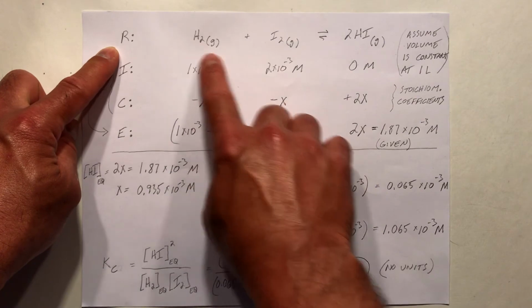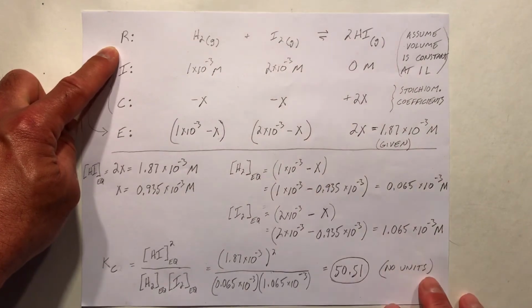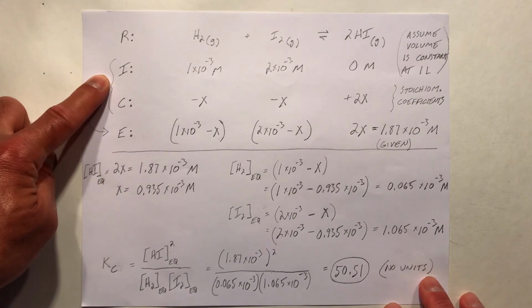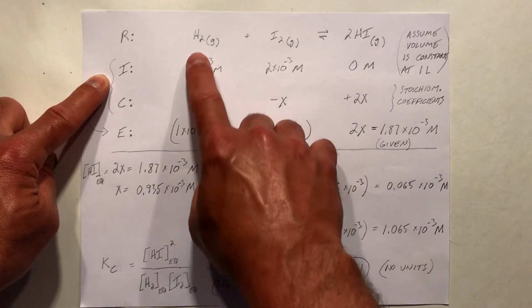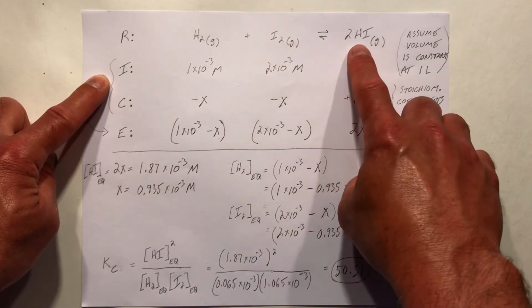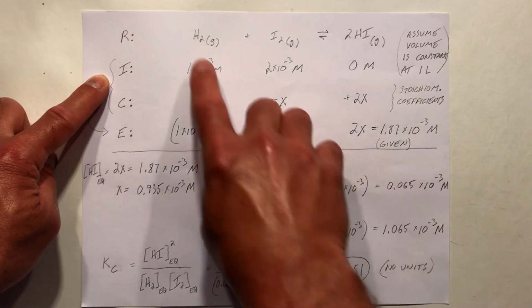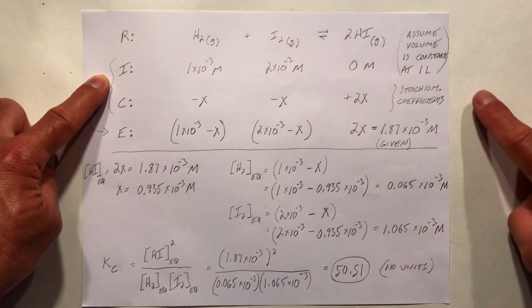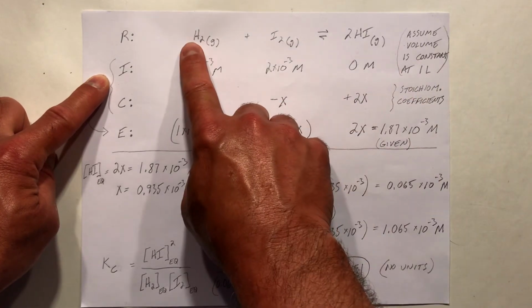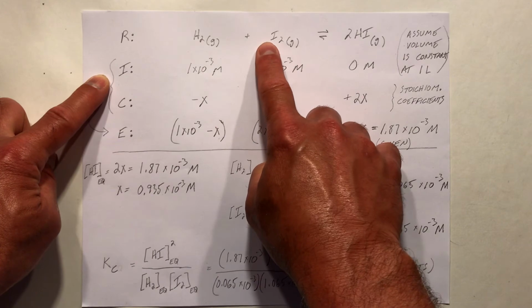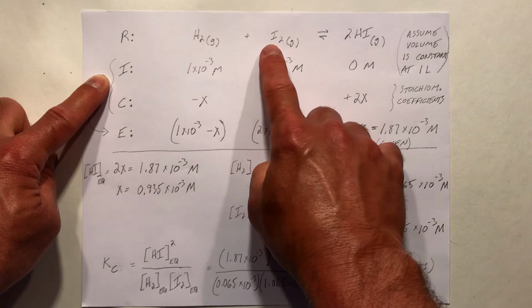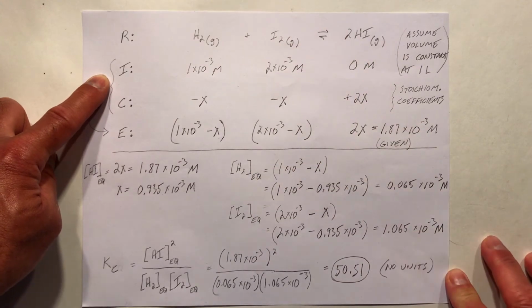Notice the mole ratio is 1, 1, and 2. Now that's a mole ratio. The initial conditions are given to us with molarity. 1 times 10 to the negative third molarity for H2, 2 times 10 to the negative third molarity for I2, and 0 molarity for HI. So how is that mole ratio going to help us? Well, let's assume that the volume is constant at 1 liter. 1 mole becomes 1 mole per liter. 1 mole becomes 1 mole per liter, and 2 moles becomes 2 moles per liter. So the mole ratio is also the ratio of concentrations in molarity.